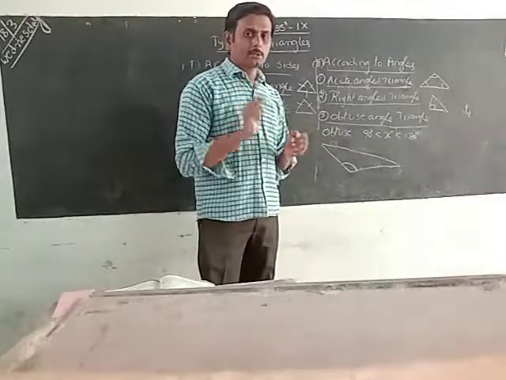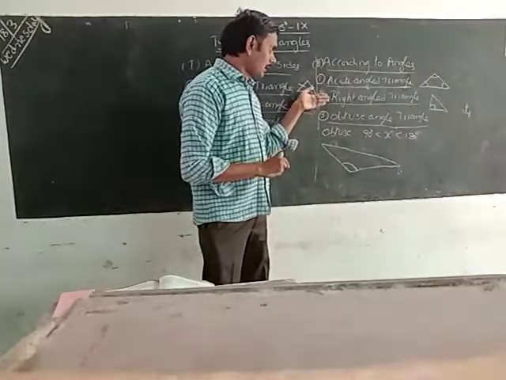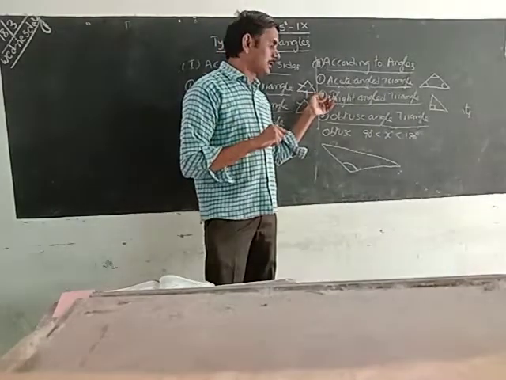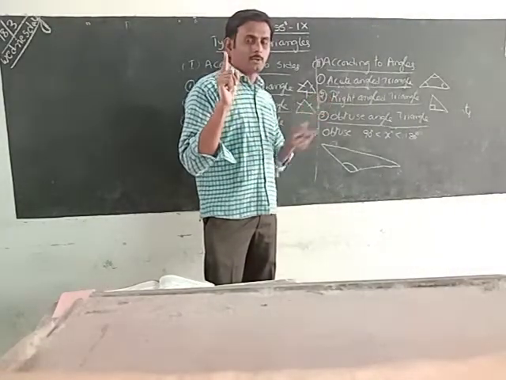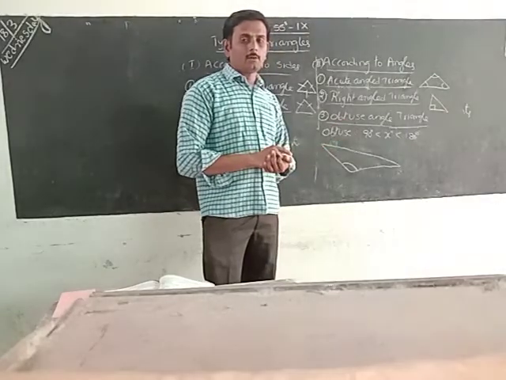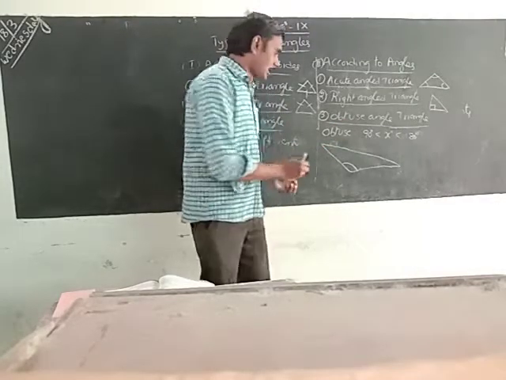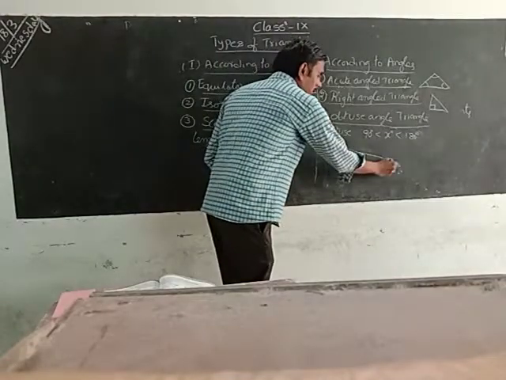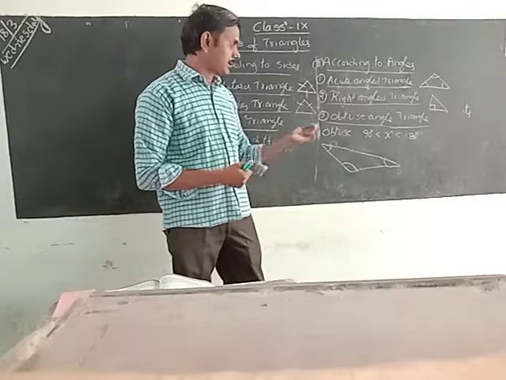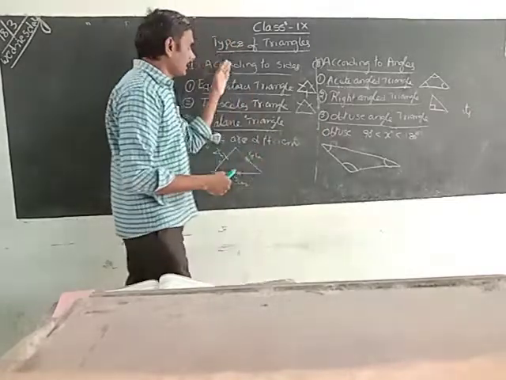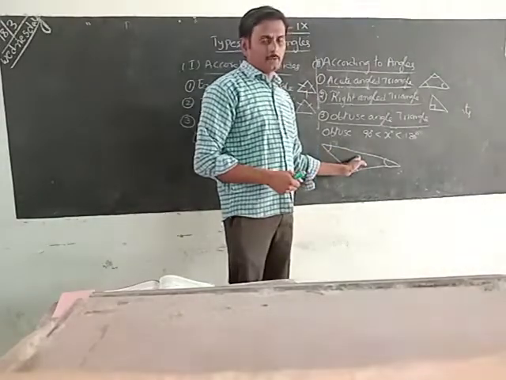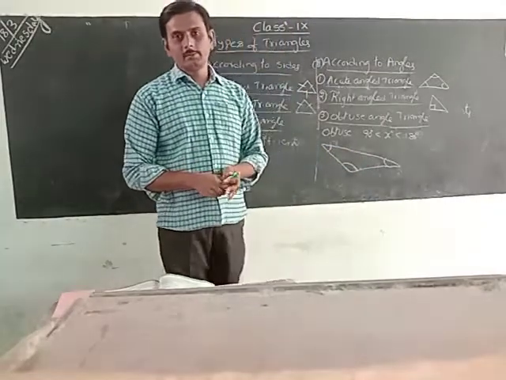By considering that property, how many right angles are possible in a triangle? Only one right angle is possible. In an obtuse angle triangle, how many obtuse angles are possible? One obtuse angle is possible. That means this is obtuse, and the other two angles should be acute. This is the obtuse angle triangle. Basically, according to angles, three types are there. We will discuss the remaining topic later.